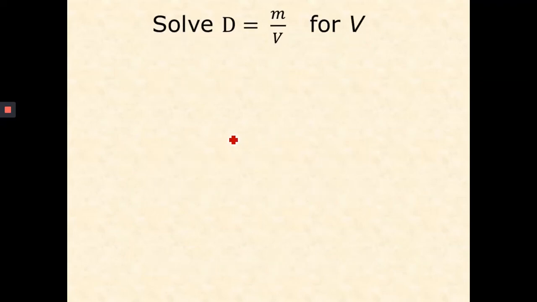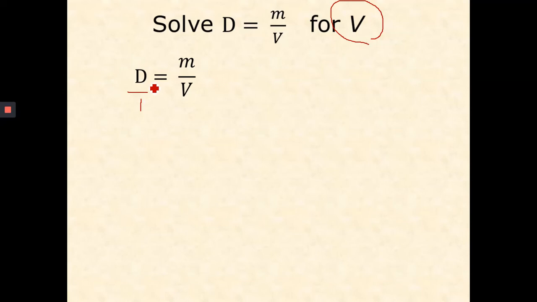Next, we have here, solve d equals m over v. Solve for v. Meaning to say, we're going to isolate v. And your v is on the right side of the equation, and it is on the denominator. Okay. We have here a fraction. Can we apply cross multiplication? Yes. What is the denominator of d? It is 1. So, in this kind of equation, you're just going to apply cross multiplication.